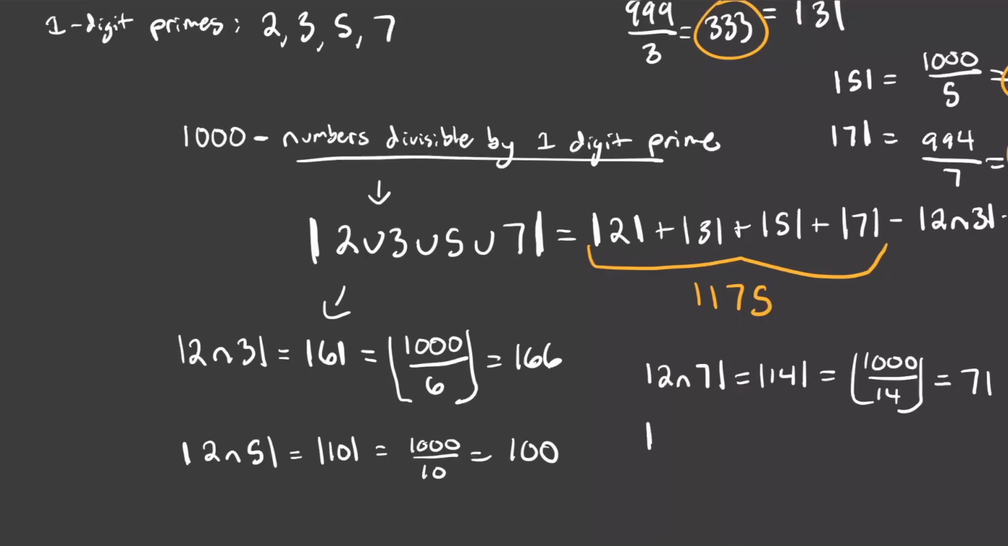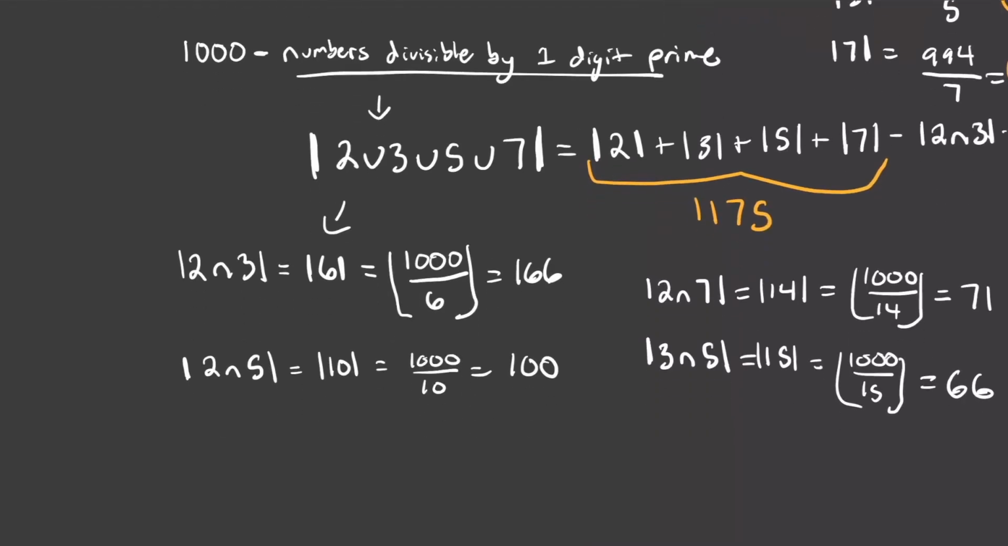Now let's keep doing these. Let's do 3 intersection 5 now. That means we are divisible by 15. We again just take the floor function of 1000 divided by 15. When we do that, we're going to just get 66. Now let's do 3 intersection 7. We're getting close here. I'm sorry, but we just need to do a few more. So 21 we have. Floor function of 1000 divided by 21. That's going to give us 47.